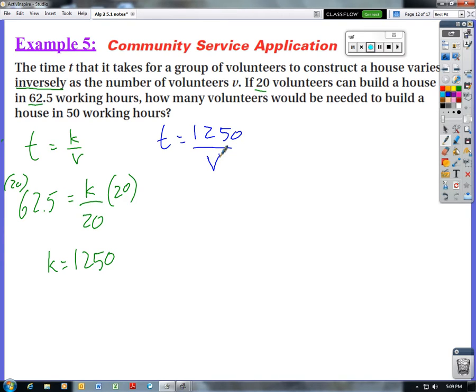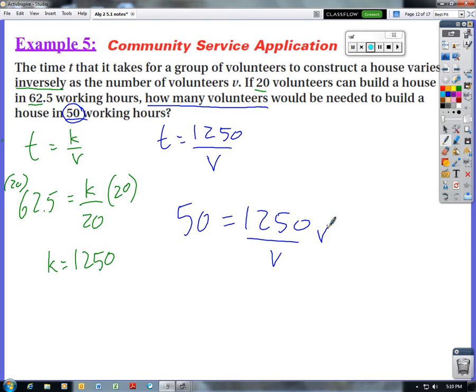Now it wants to know how many volunteers would be needed to build a house in 50 working hours. So we're solving for v. It gives us t. So we're going to rewrite this as 50 equals 1250 over v. We've got to solve for v. Now, our variable is in the denominator, right? It's on the bottom, and we can't solve for it there. We've got to rescue it, get it out of the dungeon. Whenever you see your variable in the denominator, you've got to get it out of there. So how do we do that?